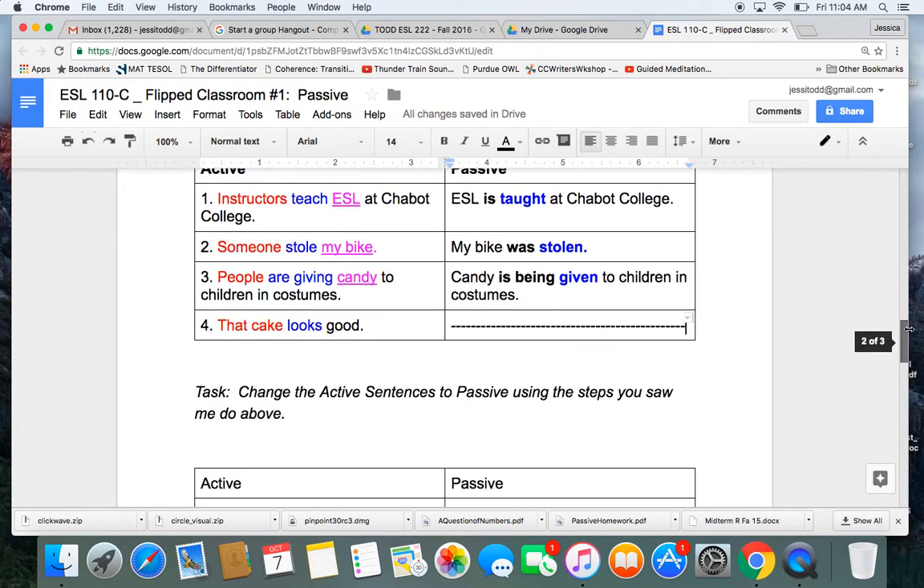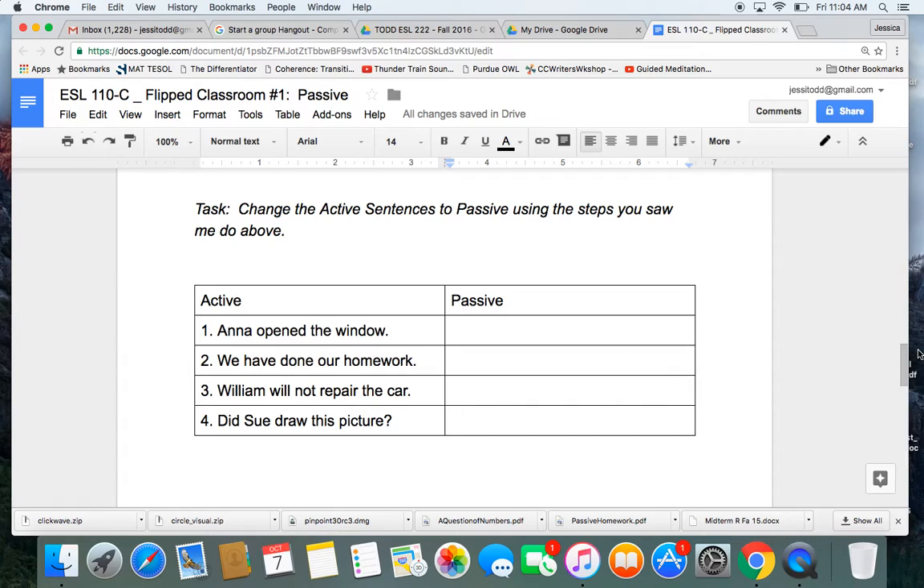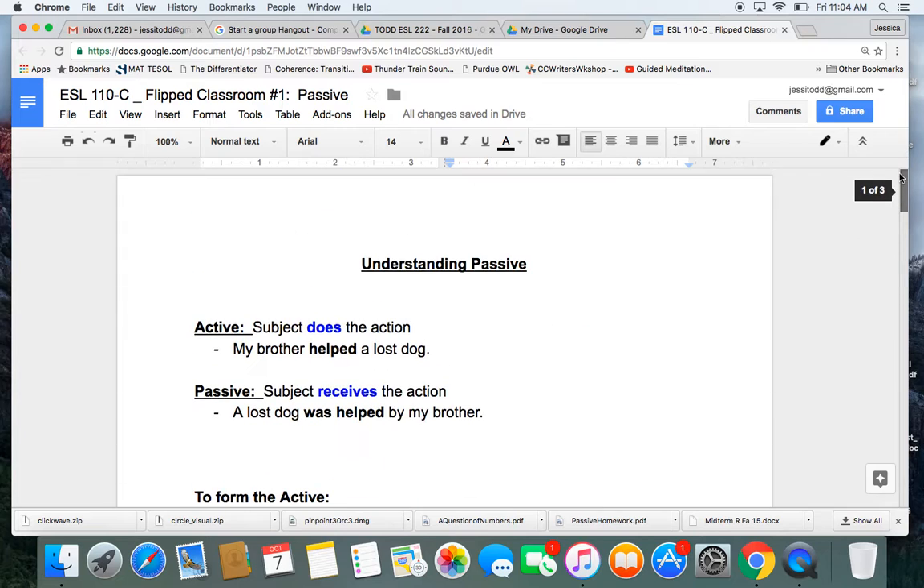All right. So I will leave you with one task, which is to change the active sentences to passive using the steps you saw me do above, okay? And then you can continue by doing the homework worksheet that I gave you. And if you'd like other exercises to practice as well, please feel free to email me at jtodd@chabotcollege.edu or jltodd@peralta.edu.